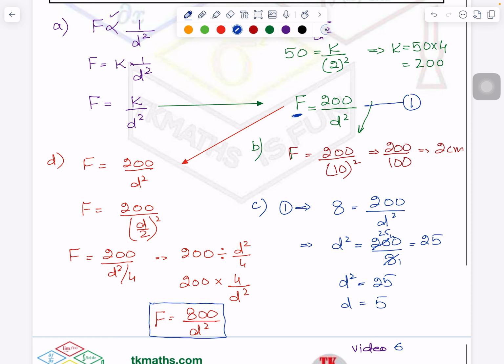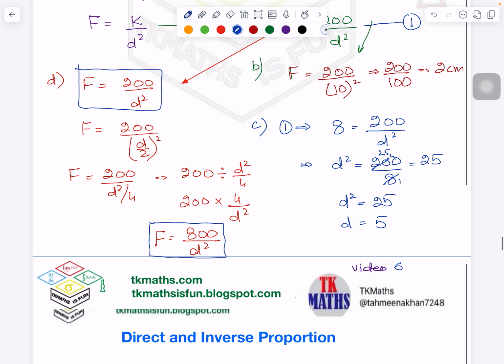the distance is halved, whereas earlier it was this. So you have to tell what the force is when the d is half. So now if you see the same equation, if I write it like this, because 4 times 200 is this, right? So this is exactly the same as was the question.